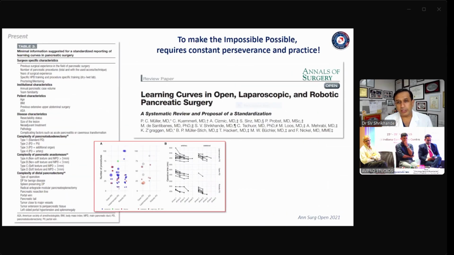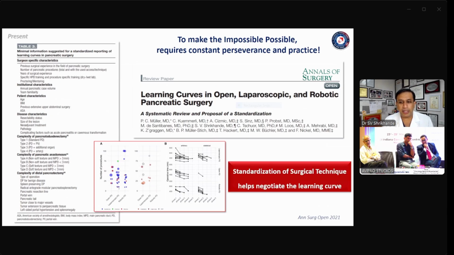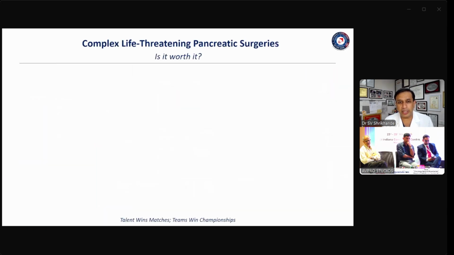All these procedures have different learning curves. Don't think that by doing 60 operations or Whipples you are done. It's an ongoing process. I was just discussing with Manish this morning that even yesterday's case is a learning experience for me. Some other day I will share with you how one can last for 15 hours to do an operation. So you have a learning curve for open, lap, and robotic, and you need to standardize it.